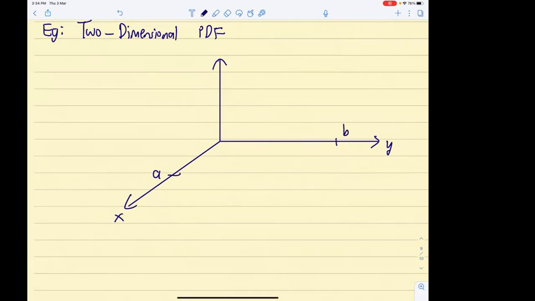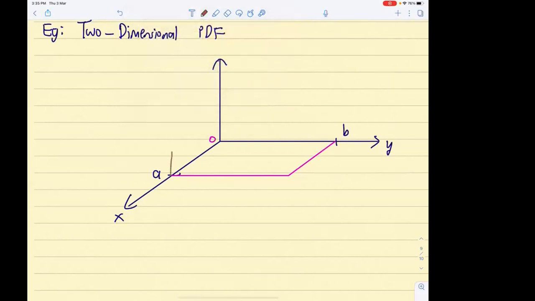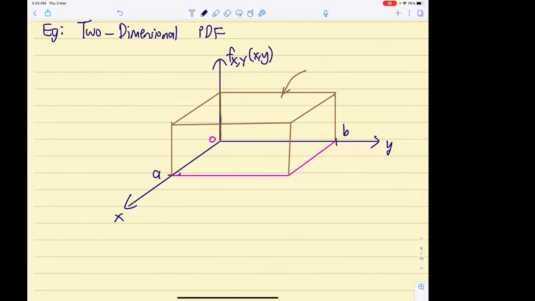All right, so now my two-dimensional PDF is the following. You have to visualize it in a three-dimensional plane. That's the base, and now the PDF that we have is actually going to be a box here. It's actually called a cuboid, if you wish. So the PDF is actually the height of this. Now what I'm going to draw is f_XY(x,y). And this surface here is actually f_XY(x,y).